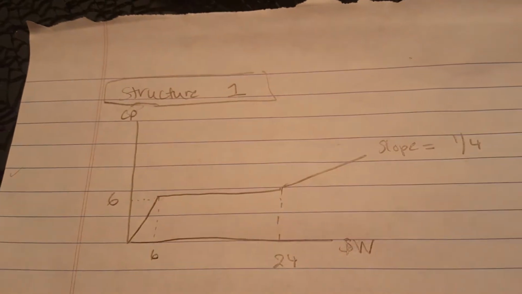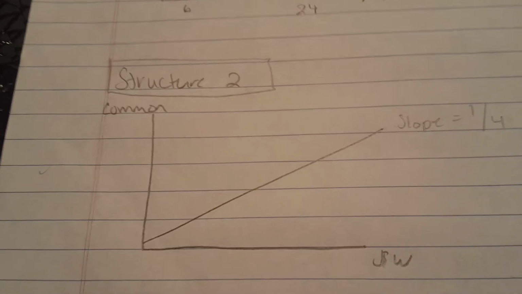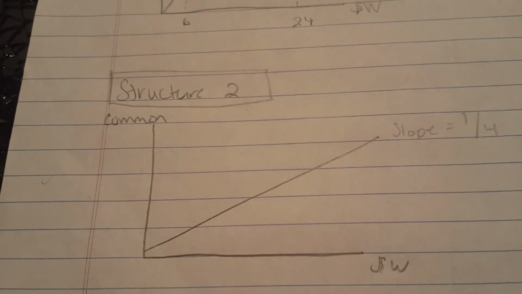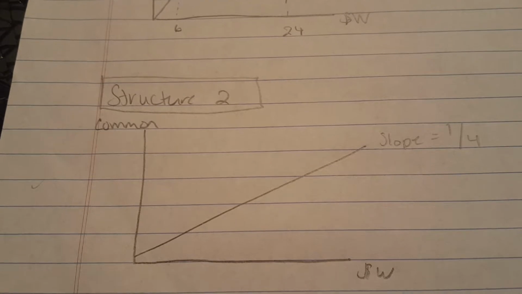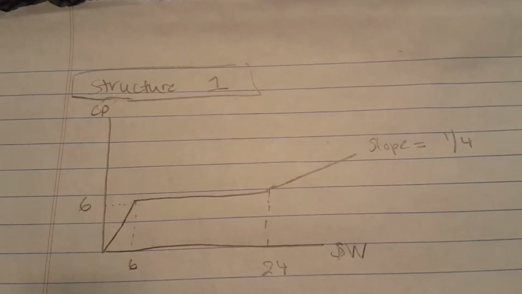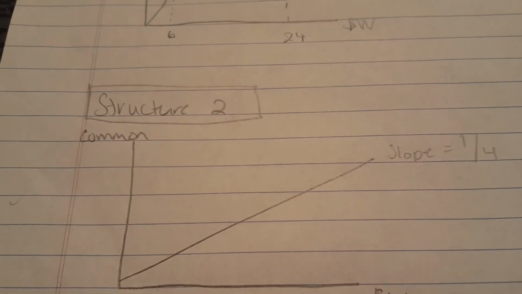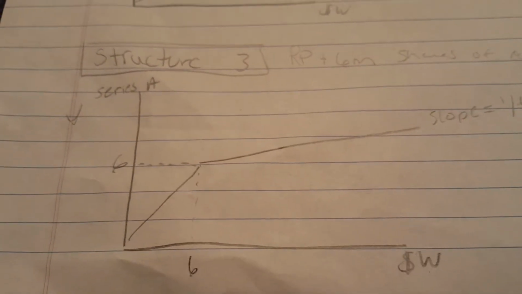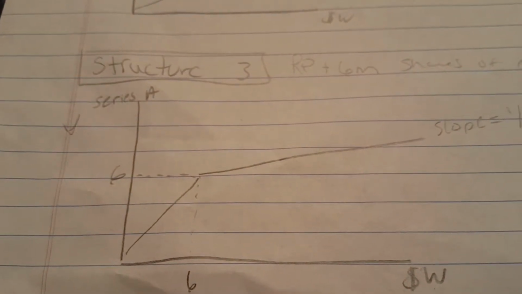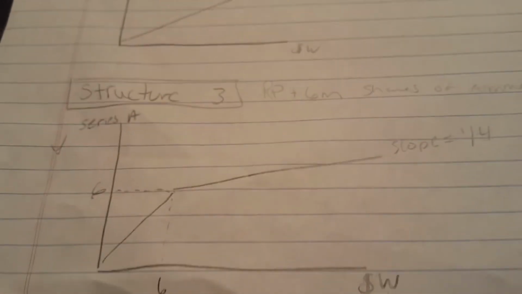So we'll start with structure 1, which is 6 million shares of common. Structure 1 was the original structure considered in the exercise with 6 million shares of CP. And then structure 2 was the 6 million shares of common. And then structure 3 is the RP plus 6 million shares of common. These are not drawn to scale.